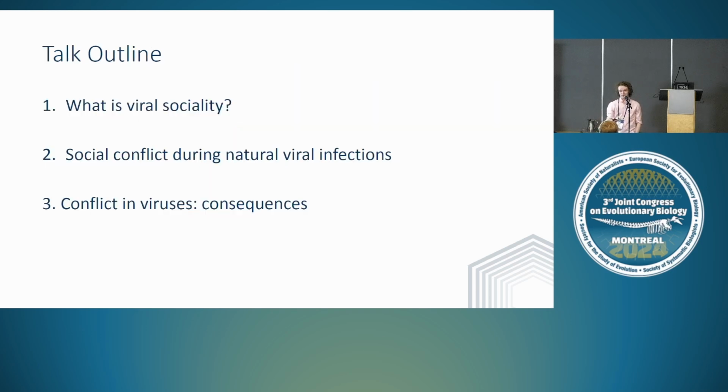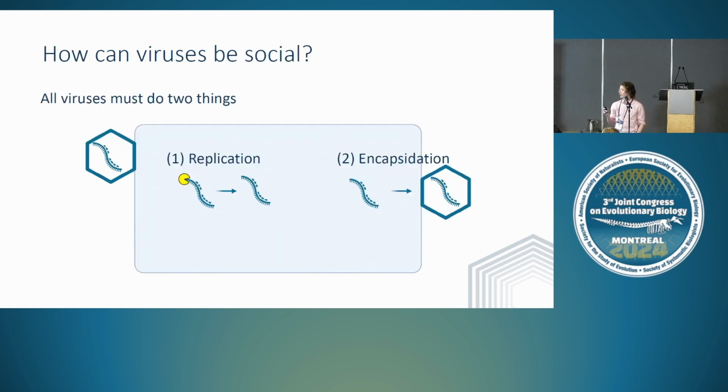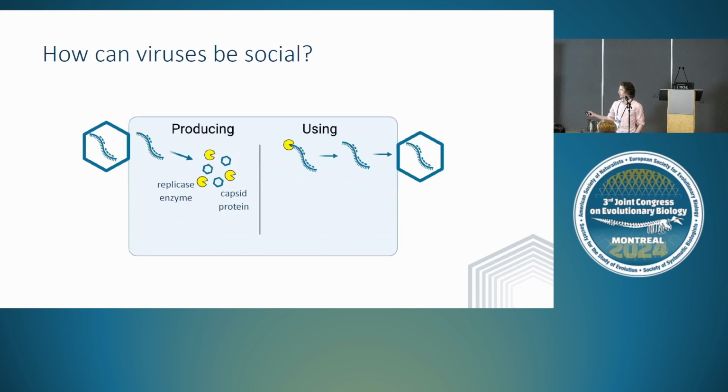So first things first, what am I talking about when I say viral sociality? The key is to zoom in and think about what viruses are and what they're doing. There are two things that all viruses are trying to do. They need to replicate their genomes, and they need to package those genomes inside capsids to go and infect new host cells. The key thing about both of these processes is that the proteins required to do them can typically be shared within a cell.